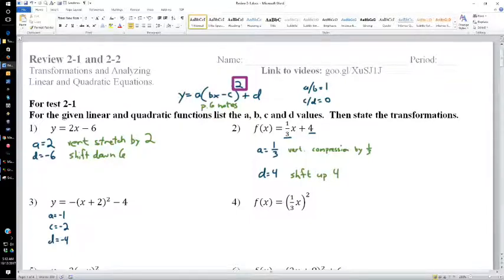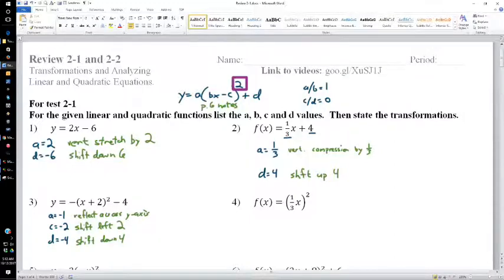So A, we don't necessarily do anything as A is 1, but since it's negative, that's a reflection across the y-axis. Your C value is -2, so that shifts left 2. And your D is -4, so that's a shift down 4.